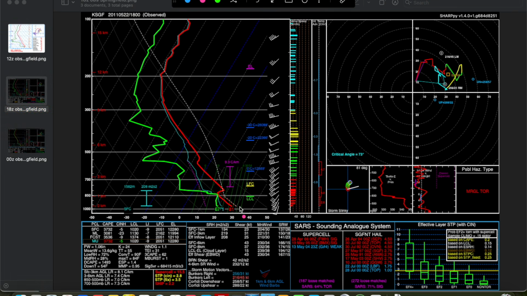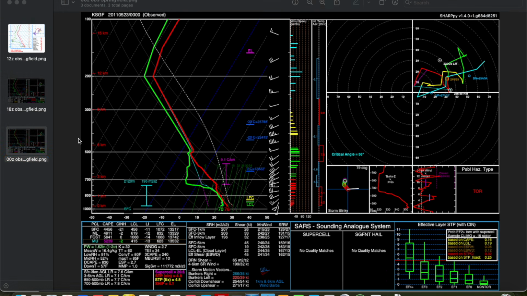Moist layer had deepened by 18Z here, 1 p.m. Central Daylight Time. It extends up above 850 millibars now, so we'd had that continued moistening of the low levels. And then by 0Z here, you'll notice that cap completely gone and just extreme instability in place. This was the observed Springfield sounding again, 4,800 joules per kilogram of mixed layer CAPE. That is just absolutely off the charts there.